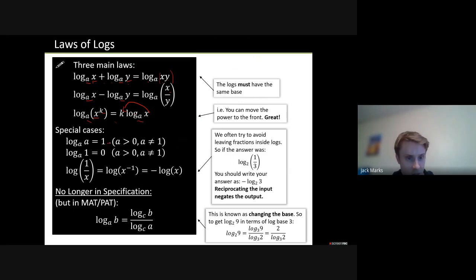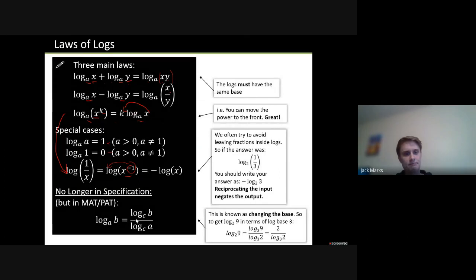Special cases, so we talked about both of these earlier on. So what power of a is a? Well, it's 1. What power of a is 1? Well, the power of 0 would do that. And what we have here is just another case really of this one here. Instead of writing a fraction like 1 over x, you could write that as x to the minus 1. And then you could pull it down to the front. The last one here, you're not expected to know, but it comes up in some of the other university entrance exams.